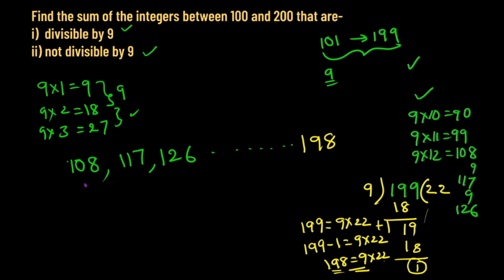This looks like an arithmetic progression, right? The difference between two numbers is the same, so we call it an arithmetic progression. Any two consecutive numbers having the same difference means the series is in arithmetic progression. But we do not know which term it is that gives 198, right? Let's find which term it is.